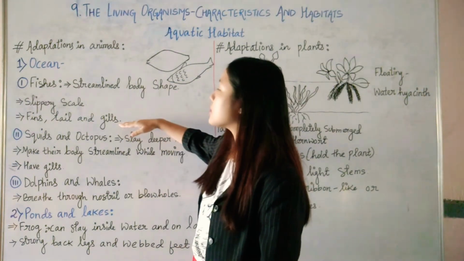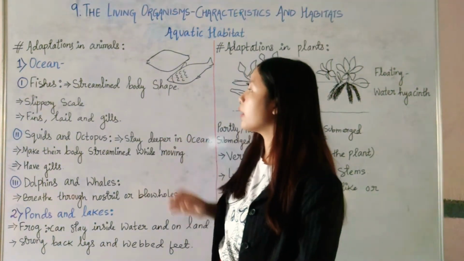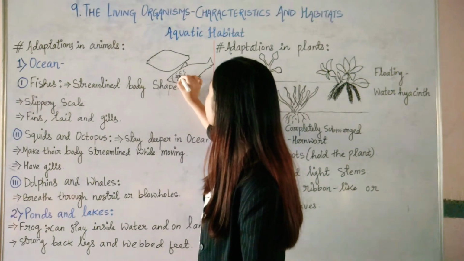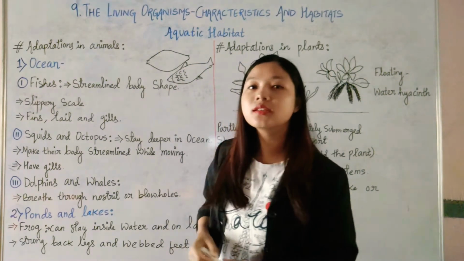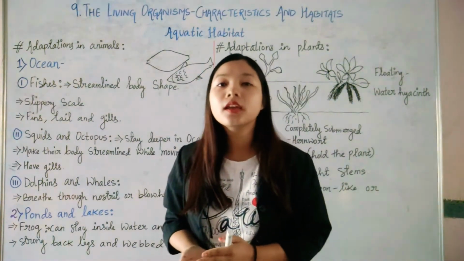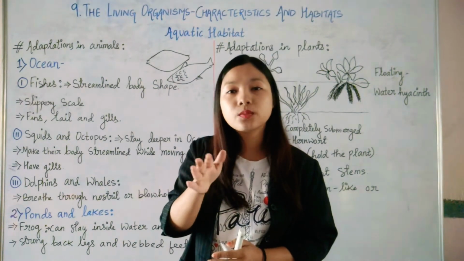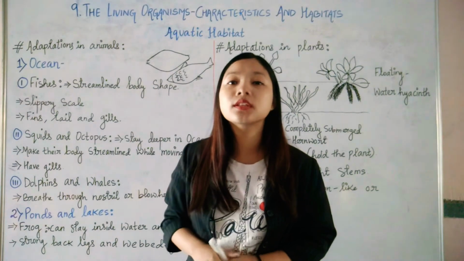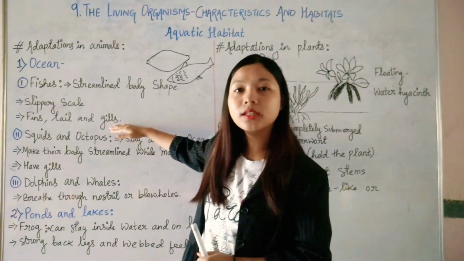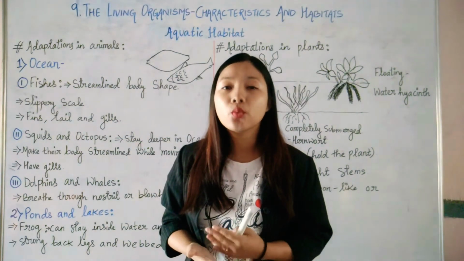Next is the presence of fins, tails and gills. A fish has fins on its side, fins like this. Here also you will see the fins, here also. These are called fins and a tail. These fins and tail help the fish to swim in the water, balance its body in the water and change the direction in the water also. The gills present in the fishes help them to breathe in the water.